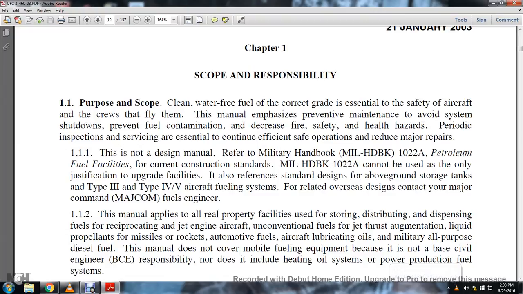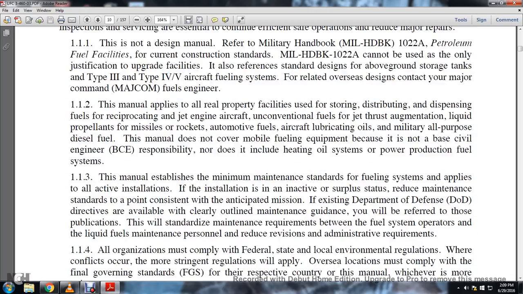Refer to Military Handbook 1022, Petroleum Fuel Facilities, for current construction standards. Military Handbook 1022 series can be used only as justification to upgrade facilities. It references standard designs for the approved standard storage tanks and for Type 3, Type 4, and Type 5 aircraft fueling systems. For related overseas design, contact your major command fuels engineering.